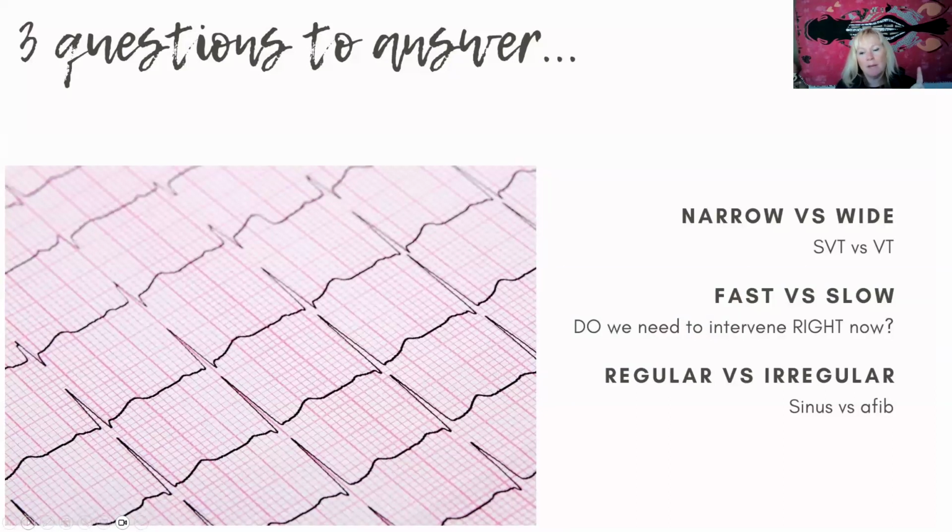The next thing is, is it fast or slow? If it's really fast, do we need to stop and do something right now? Or is it really slow and needs to be addressed? If not, we can proceed on and figure out the rhythm. Then regularity is where you go from R to R. You look at the distance: is it the same distance? If so, you're most likely dealing with a regular rhythm. Things like sinus and SVT are regular.